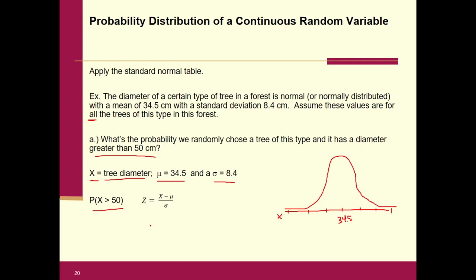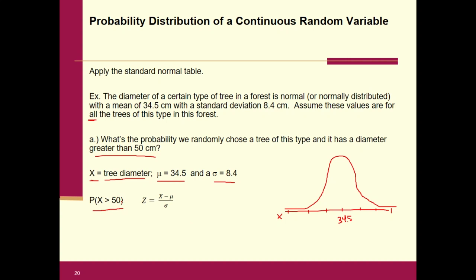Now, the question is, do we have a normal table with a mean of 34.5 and a standard deviation of 8.4? Heck no. We don't have that running around anywhere. So what do we have to do? We have to convert x into z. And then after we convert x into z, we can use our standard normal table that we've just been working with. Believe it or not, there's only one extra step here. And you guys already know how to do it. You've got to change your x into z by using our z-score formula. That's all.